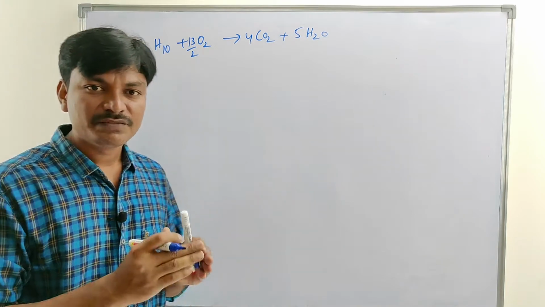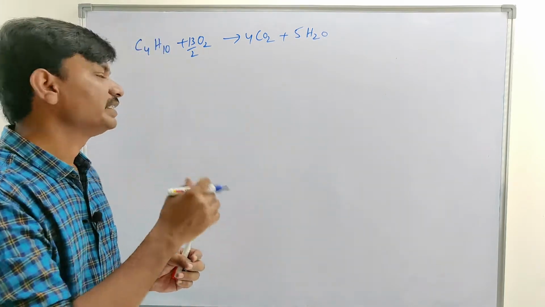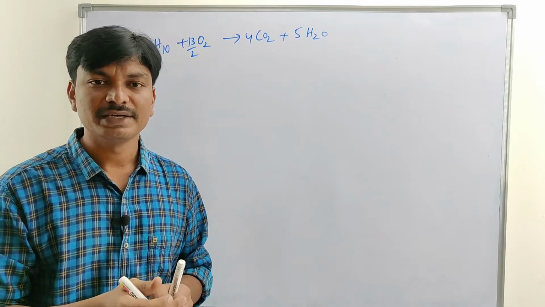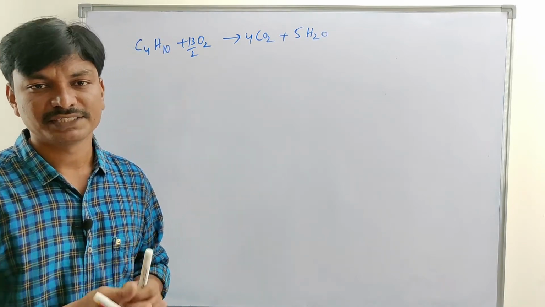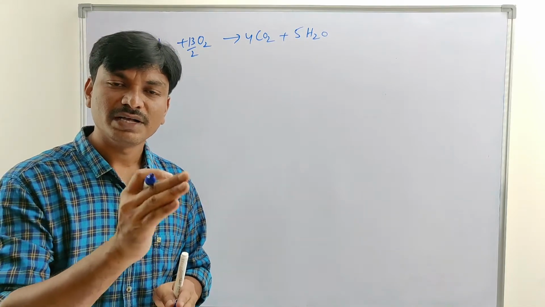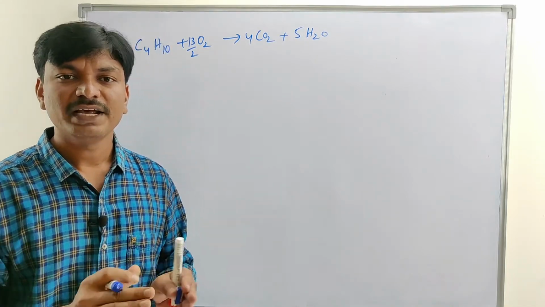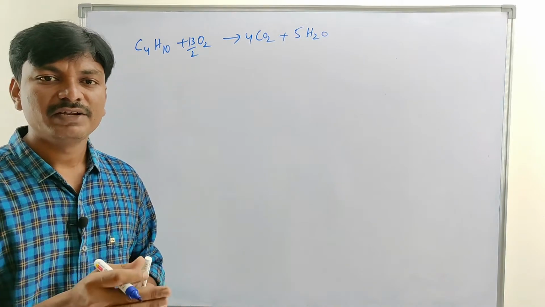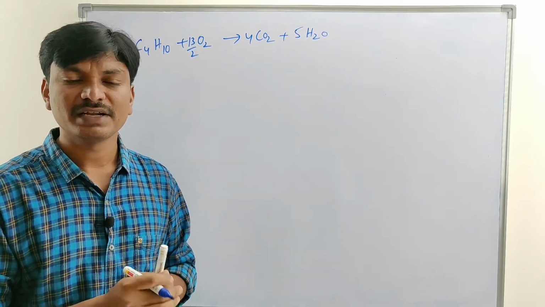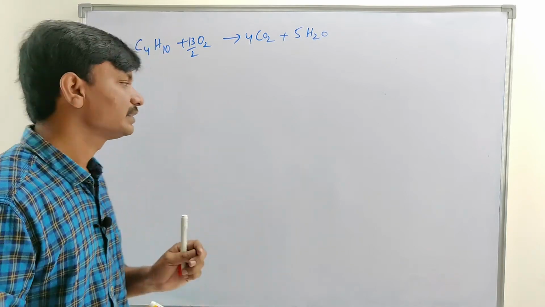What is the n factor value for C4H10? By using this n factor value we calculate the equivalent weight of C4H10. Equivalent weight of any component is equal to the molecular weight of the given component divided by n factor value. N factor value mainly depends on changing electrons or involving electrons in the given combustion. Okay, clear?